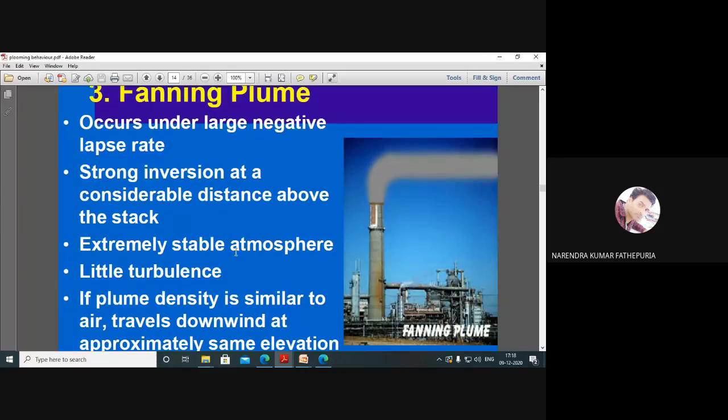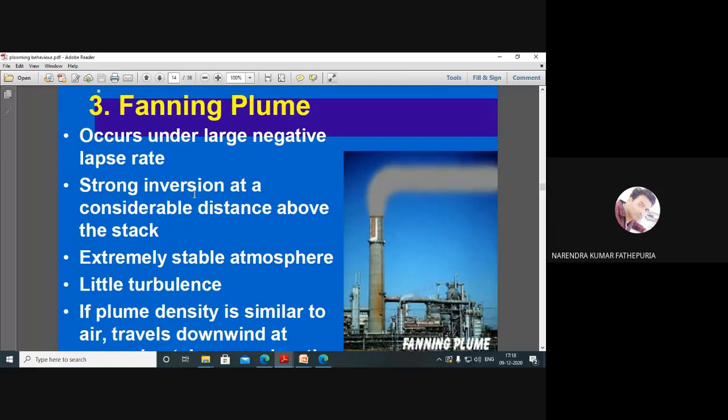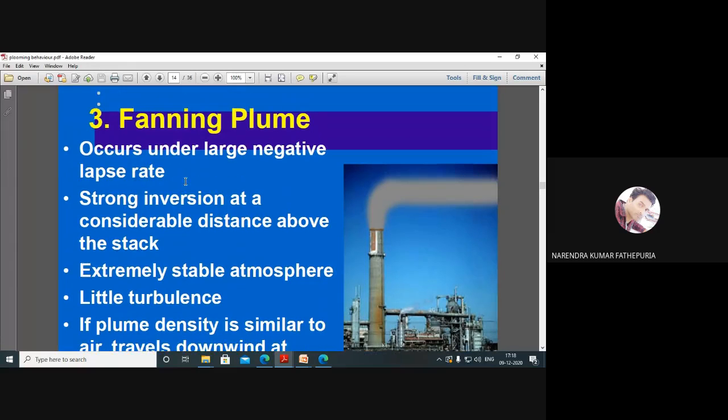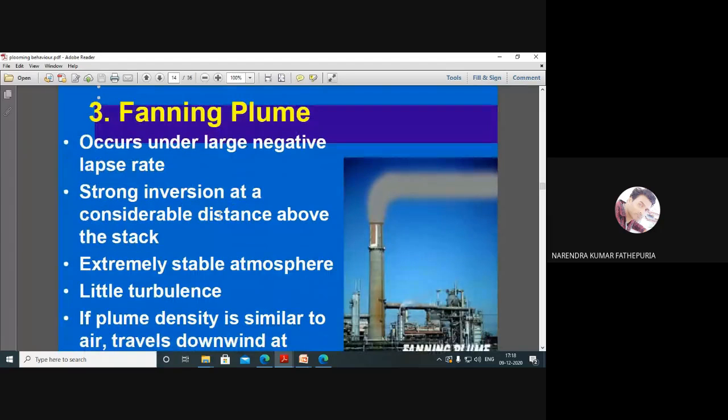Yeah. So this is the fanning plume condition where, as I told you about the fanning condition, this is the very stable atmosphere. So a very stable, extremely stable atmosphere is not good for the pollution dispersion. This is a bad condition for the atmosphere.